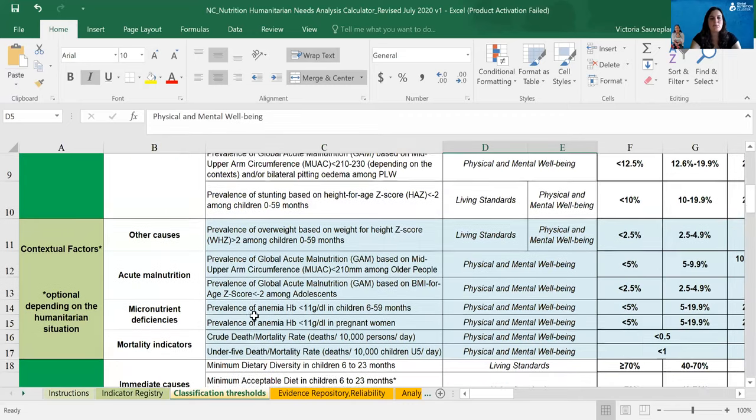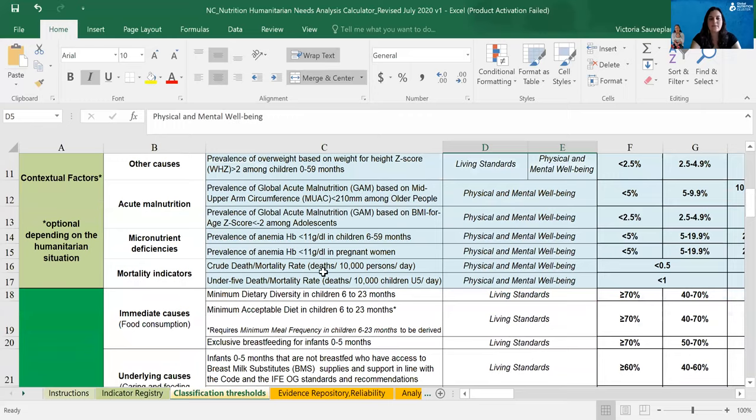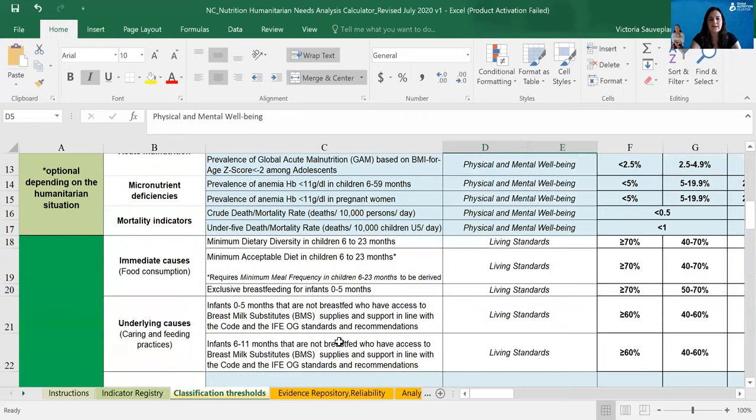And then we move into immediate causes. These are our IYCF indicators. We have five IYCF ones, where we also note that for the minimal acceptable diet in children 6 to 23 months, not only would you need the minimum dietary diversity, but you would also need minimum meal frequency to derive the minimal acceptable diet.